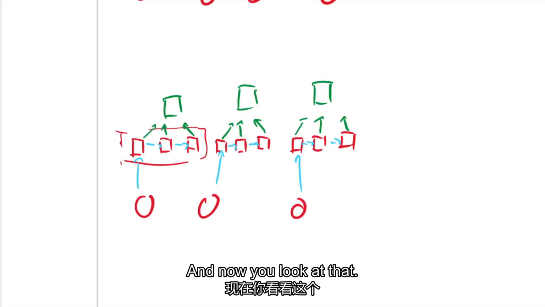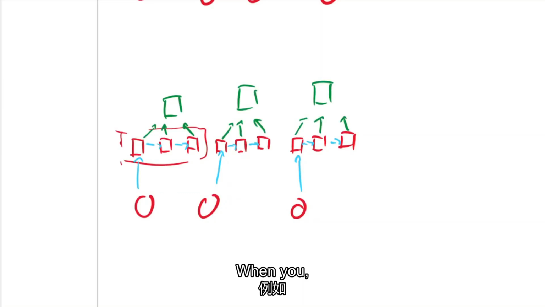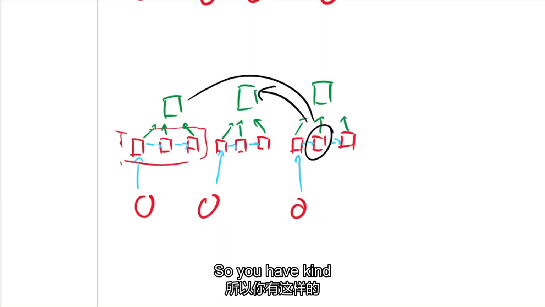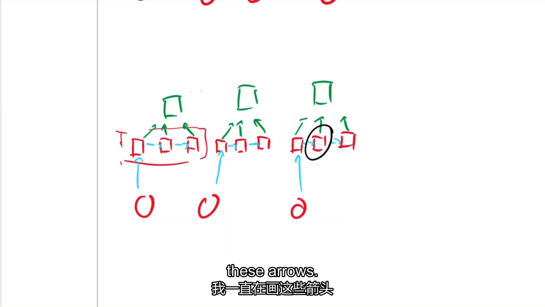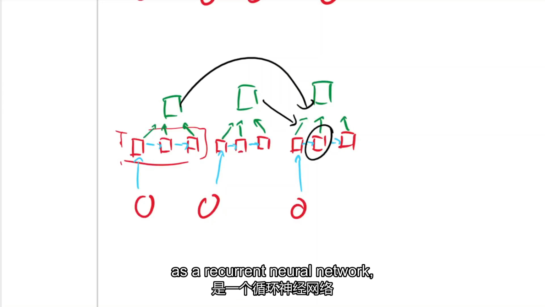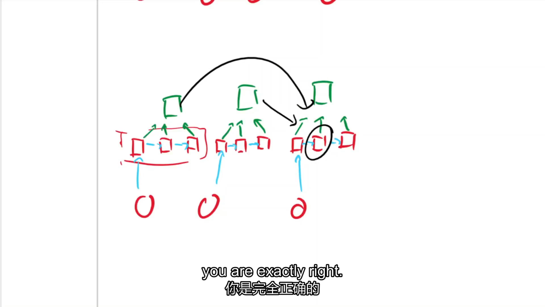And now, if you look at that, when you, for example, compute this node right here, what you're allowed to do is look back at the memories. So you have kind of connections like this. I keep drawing these arrows the other way around, right? So this one attends to the memories of the previous layer. And if you see this as a recurrent neural network, you are exactly right.